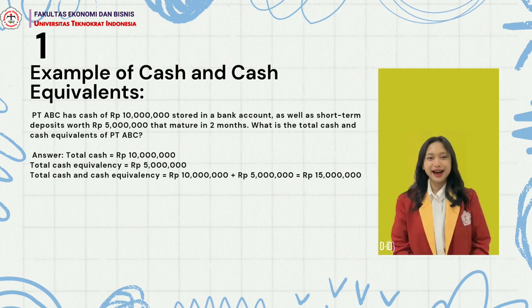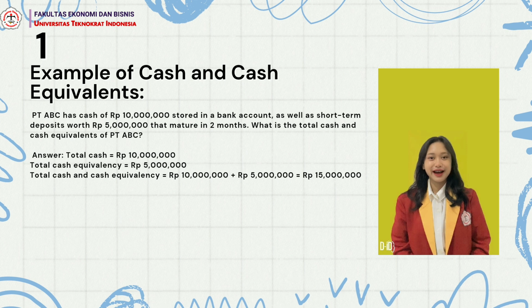Question 1. PT ABC has cash of 10 million stored in a bank account, as well as short-term deposits worth 5 million that mature in 2 months. What is the total cash and cash equivalents of PT ABC? Answer. The total cash is 10 million, the total cash equivalents are 5 million.